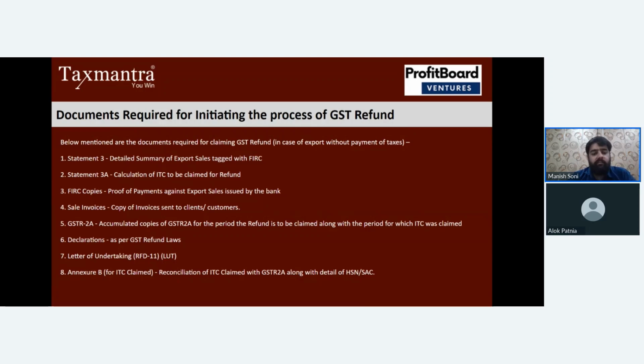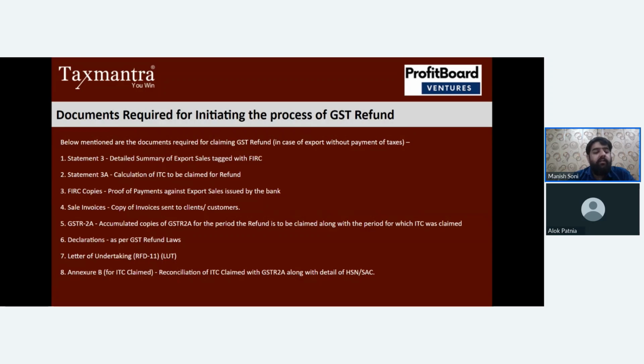But what is the formula? The formula should be export turnover divided by total adjusted turnover, that is the total turnover, that is in proportion of 90%, multiplied with the ITC availed or claimed during that tax period, that is 1 CR. So in that case, 90 lakhs is the eligible amount for refund. That calculation has to be attached to the refund application, in the format of statement 3A.